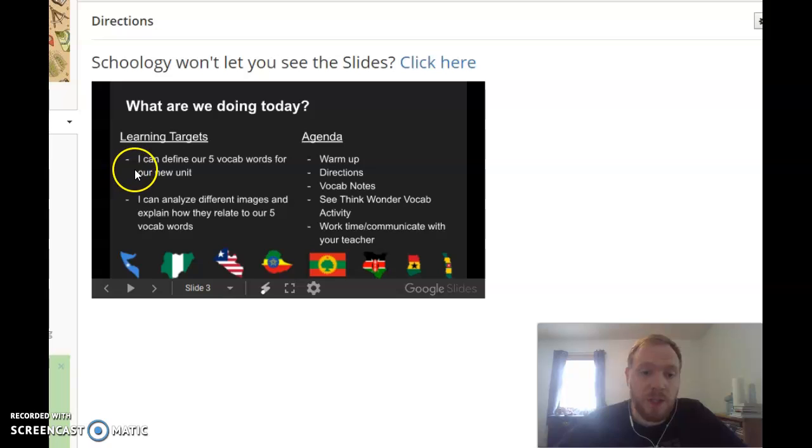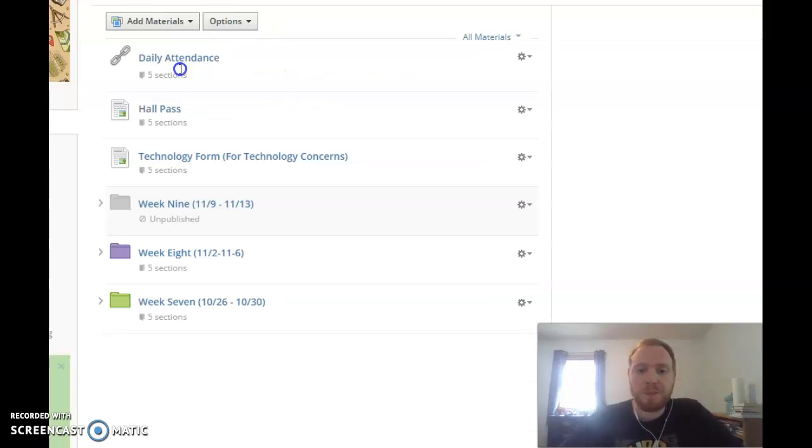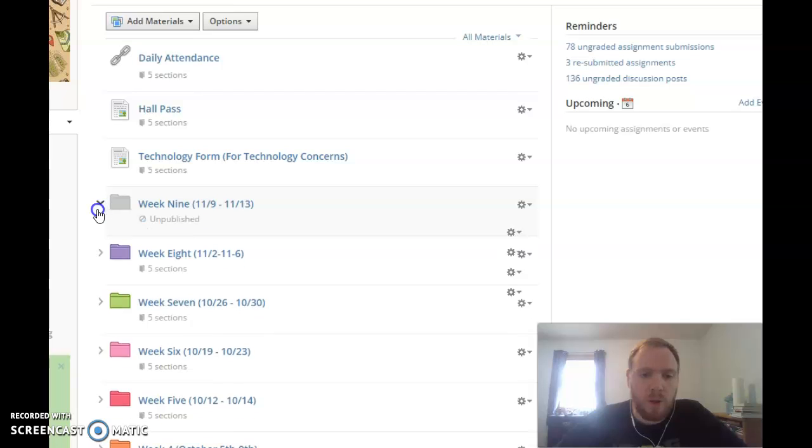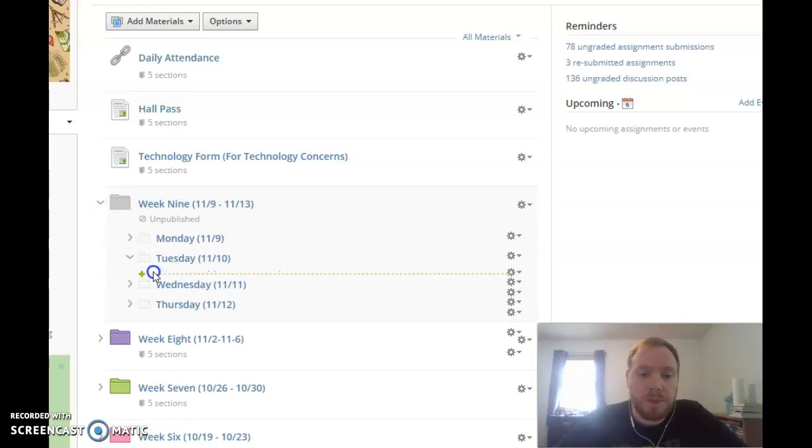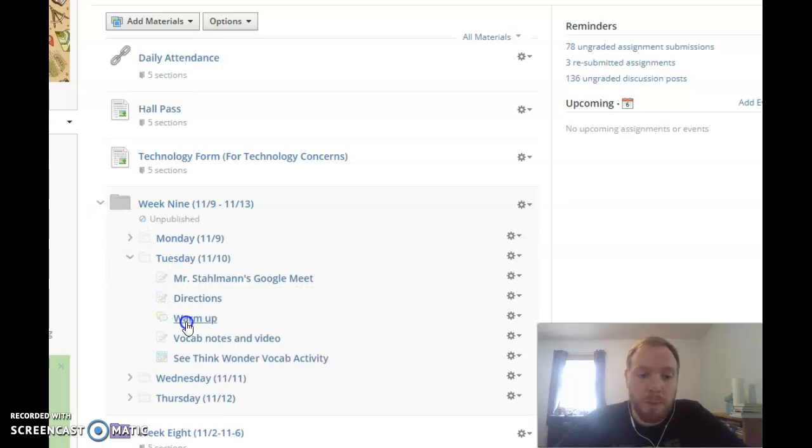The learning target for today is I can define our 5 vocab words for our new unit, and I can analyze different images and explain how they are related to our 5 vocab words. So for today, you want to first head into the warm-up.